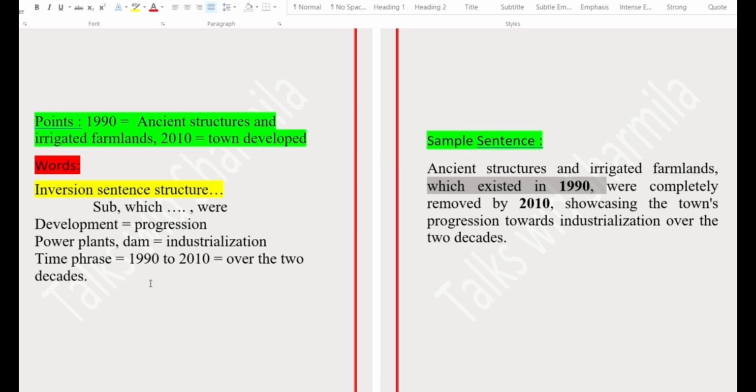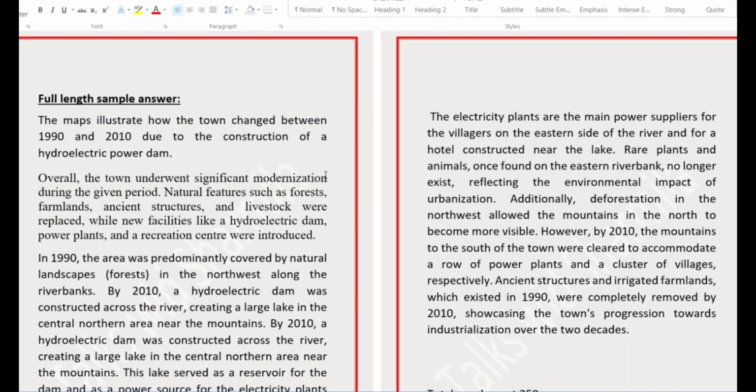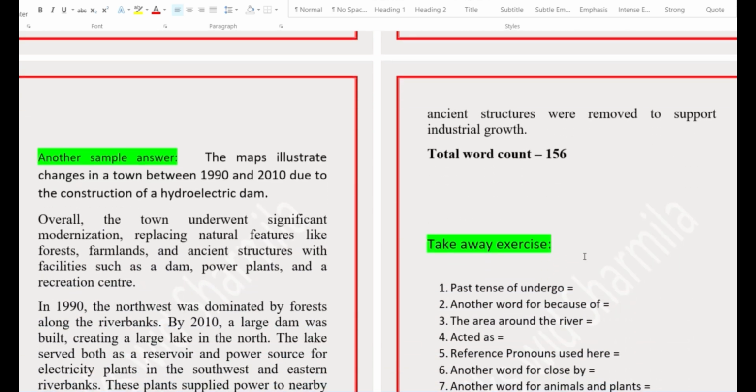So thereby our full answer is completed, and this is the full sample answer with a word count of 259 words. Yes, I agree, this much we should not write. Not a problem. This is just a sentence drafting learning class, a vocabulary learning class. So it is fine to learn it. All the points we have studied so far are clubbed together, and this becomes a full sample answer. We can write it a little shorter using the same words.